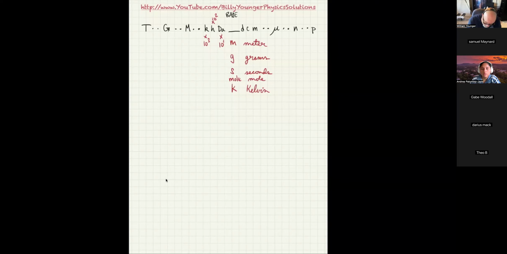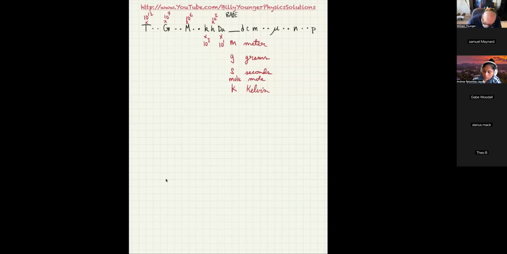So this one's going to be times 10 to the 6. So mega is like a million. Giga is going to be times 10 to the ninth, so that's like a billion. And tera is going to be 10 to the 12th, so that's like a trillion, at least in America.